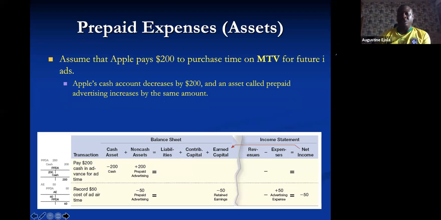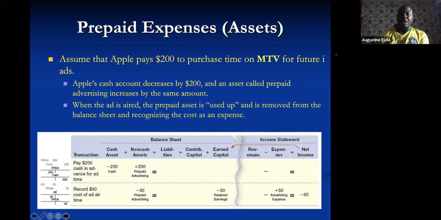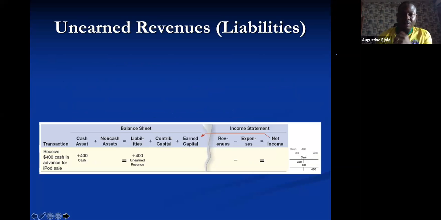So the adjustment will be that your cash account will decrease by 200, and an asset called prepaid advert increases by the same amount. Once that happens, subsequently, as you use the service, you begin to allocate the usage of that service to the period in which that service is used. That is how prepayment is done.